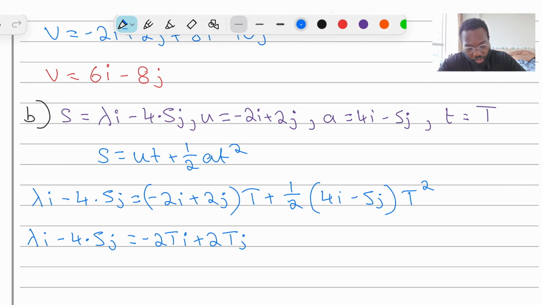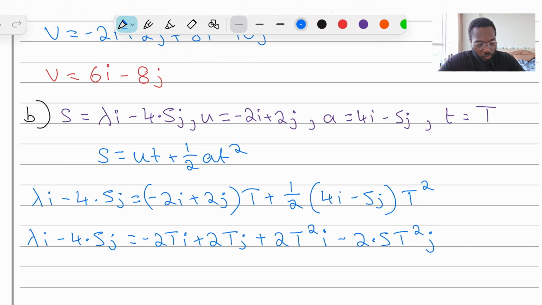And let's do this bit all in one go. We get half times 4i, which gives me 2i. Then with the t squared, that would be plus 2t squared i. And then we get half times minus 5, so that's minus 5 over 2. I'll write the decimal, so that's minus 2.5. Then we also times it by t squared, so that'd be minus 2.5t squared j. Okay, so now it's taking shape.